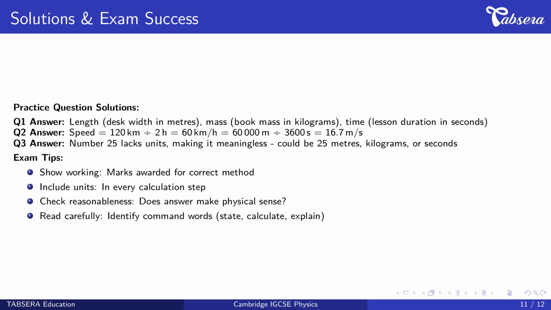Speed equals 120 kilometers divided by 2 hours, giving 60 kilometers per hour, converting to meters per second. 60 kilometers equals 60,000 meters. 1 hour equals 3,600 seconds. So 60,000 divided by 3,600 equals 16.7 meters per second.